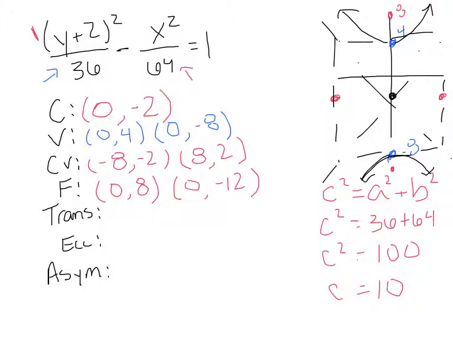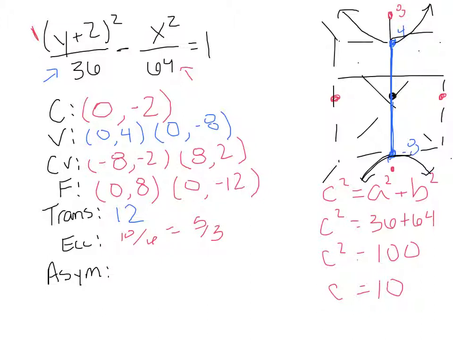We can answer a few other questions about this hyperbola as well. The length of the transverse axis is the distance from vertex to vertex. So if we went 6 on one half, 6 on the other half, we went 12 all the way. The eccentricity comes from c over a. So we said that c was 10, and a in this case was 6. So this eccentricity simplifies to be 5 over 3. Bigger than 1, which is what we were expecting.